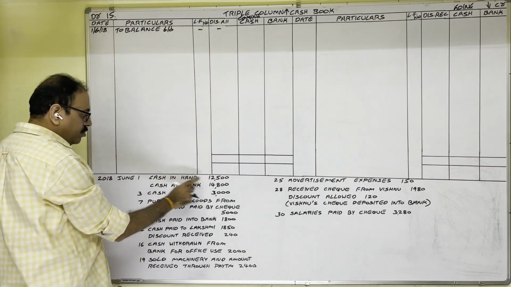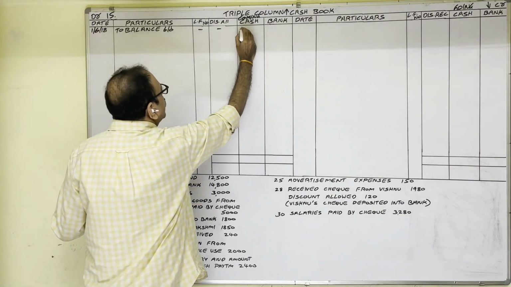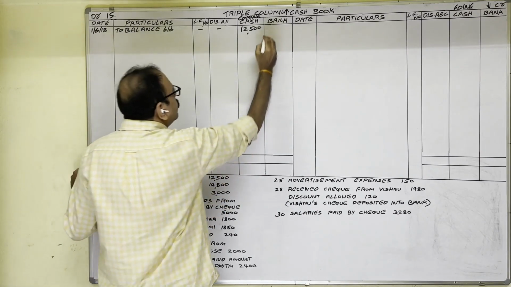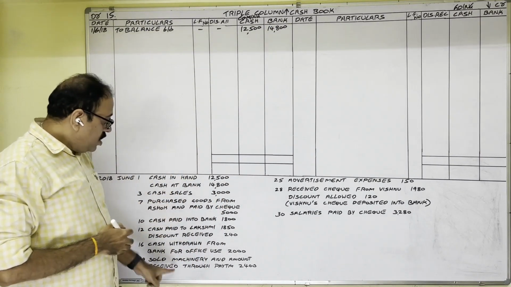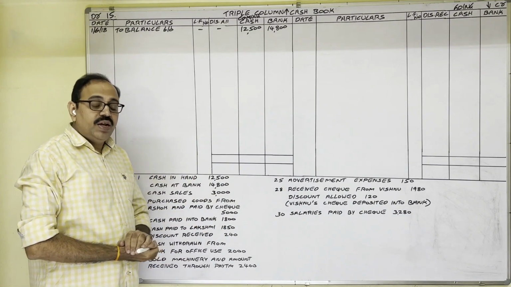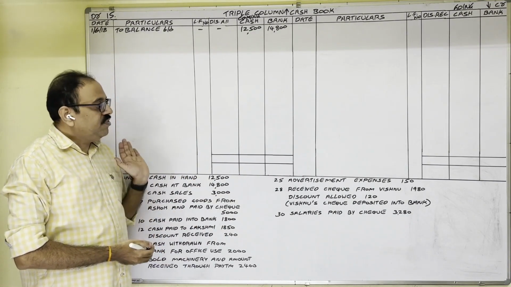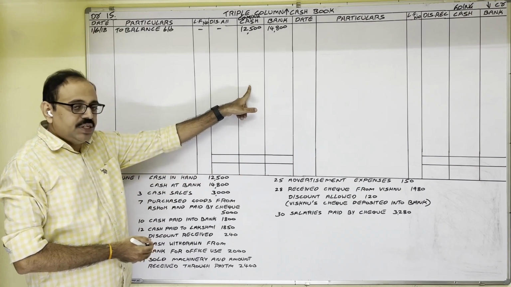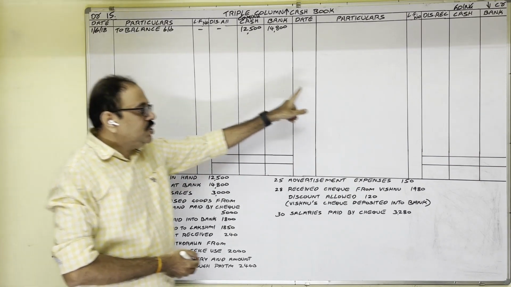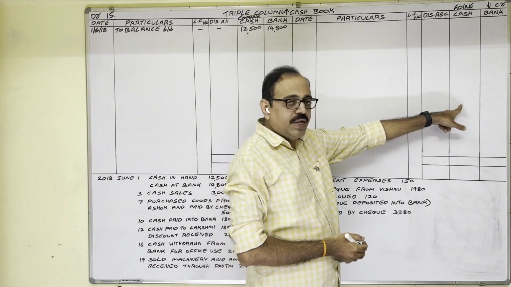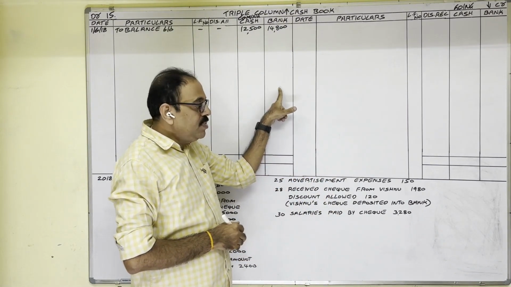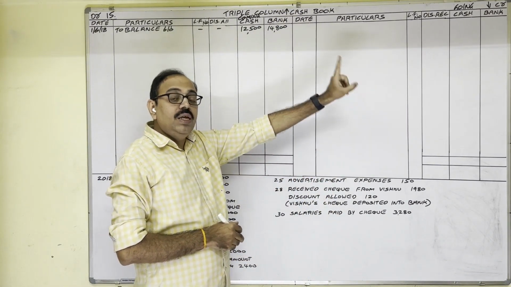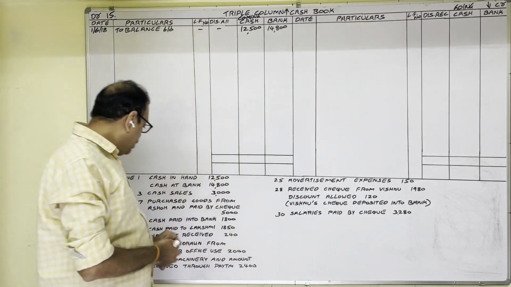In cash column 12,500. In bank column 14,800. So remaining are what? Transactions. For transactions, what is the hint? If cash is coming into the firm, debit side cash column. If cash is going from the firm, credit side cash column. If bank balance is increasing, debit side bank column. If bank balance is decreasing, credit side bank column.